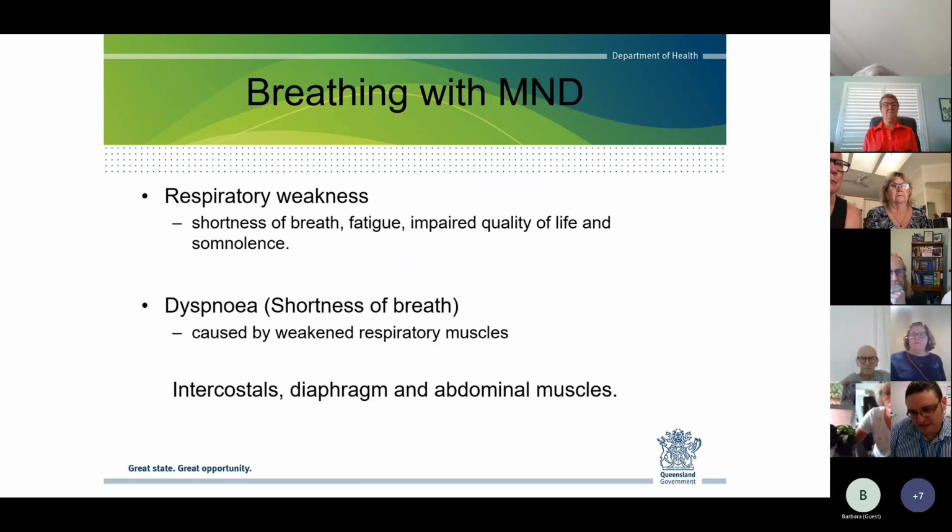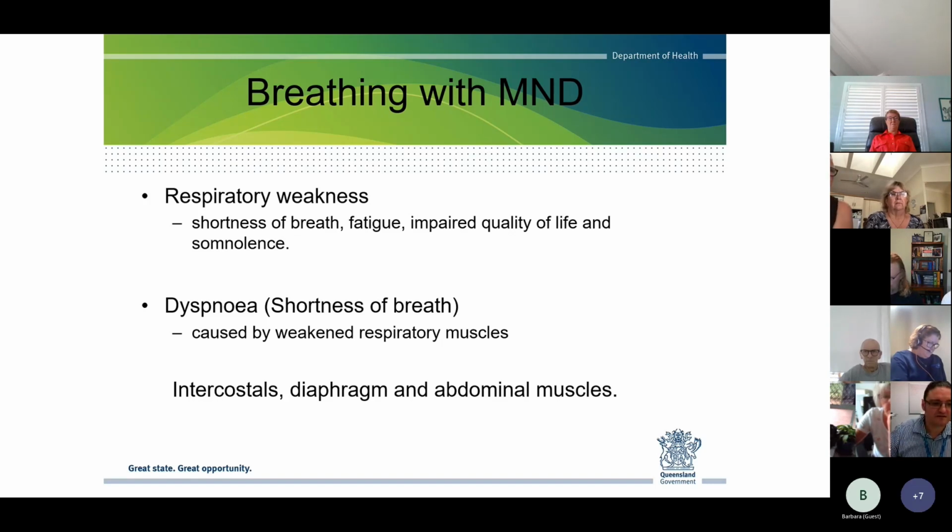So the things that we will look for are signs of respiratory weakness: shortness of breath, fatigue, impaired quality of life, and somnolence. Somnolence is just a fancy word for tired during the day, so very tired. Dyspnea is a fancy word that we use in the hospital for shortness of breath. This is caused by weakened respiratory muscles that are usually attacked by the motor neuron disease. The first muscles that this disease attacks in the respiratory system are the intercostals, the diaphragm, and abdominal muscles.